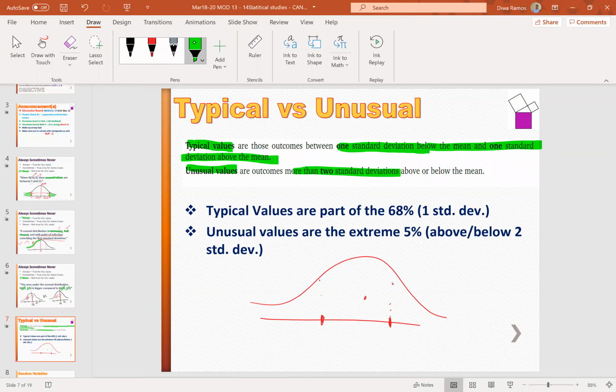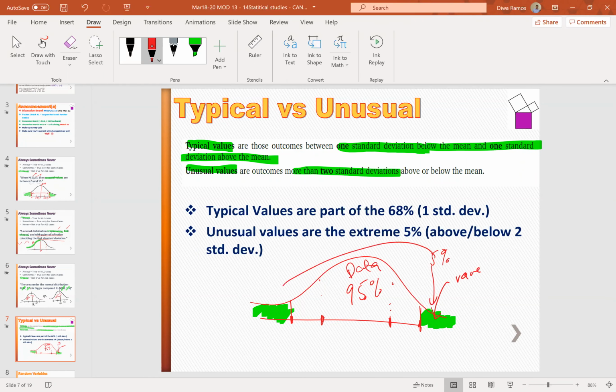So this is kind of like the typical values. Now, if you move a little bit further away, you will get two standard deviations. That will be about 95%. Unusual values will be beyond them. So they're extremely rare, because 95% of the data are already here. So you're looking at those rare occurrences that are not part of the regular 95% of the data.